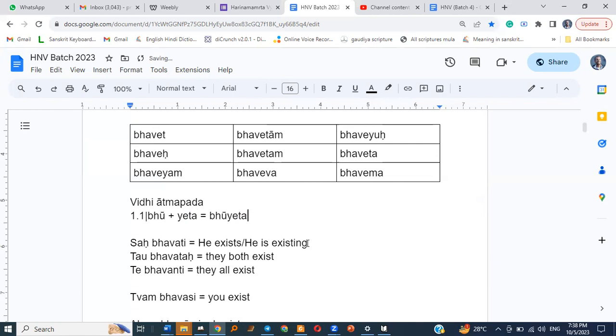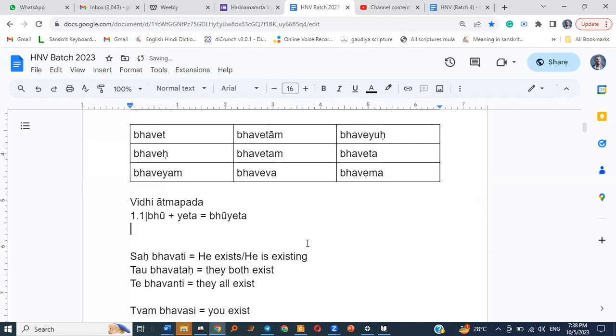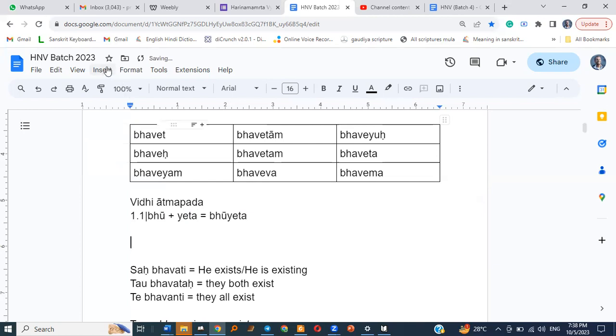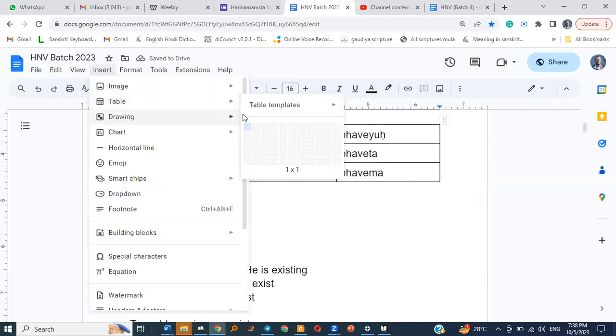Similarly it would be applied for Bhuyeta, Bhuyayadam, Bhuyeran: Eta, Yadam, Iran, Ithas. The same rule, and then this with the Atmapada is also done. So, no new rule here.